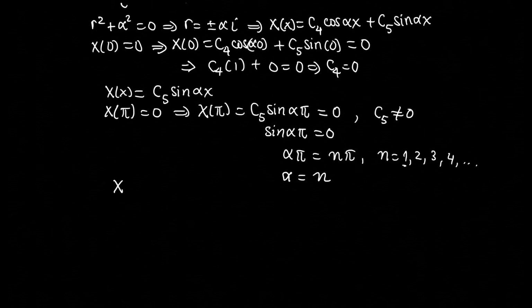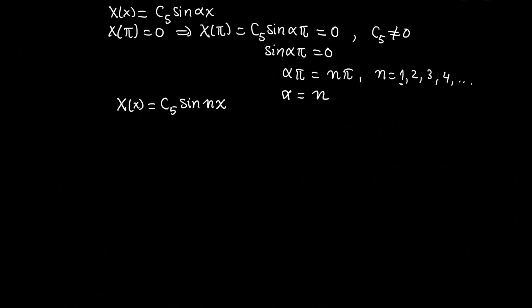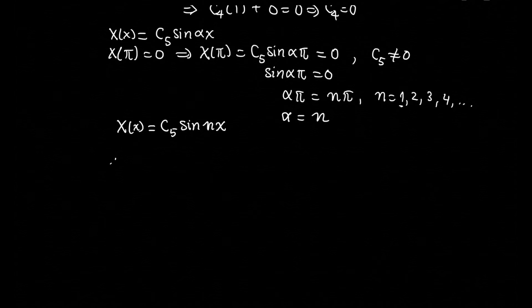From here, alpha equals just n. Then X equals C5 sine of n times x, like that. We just got this solution here. Now we need also to solve for T. Solve for T.